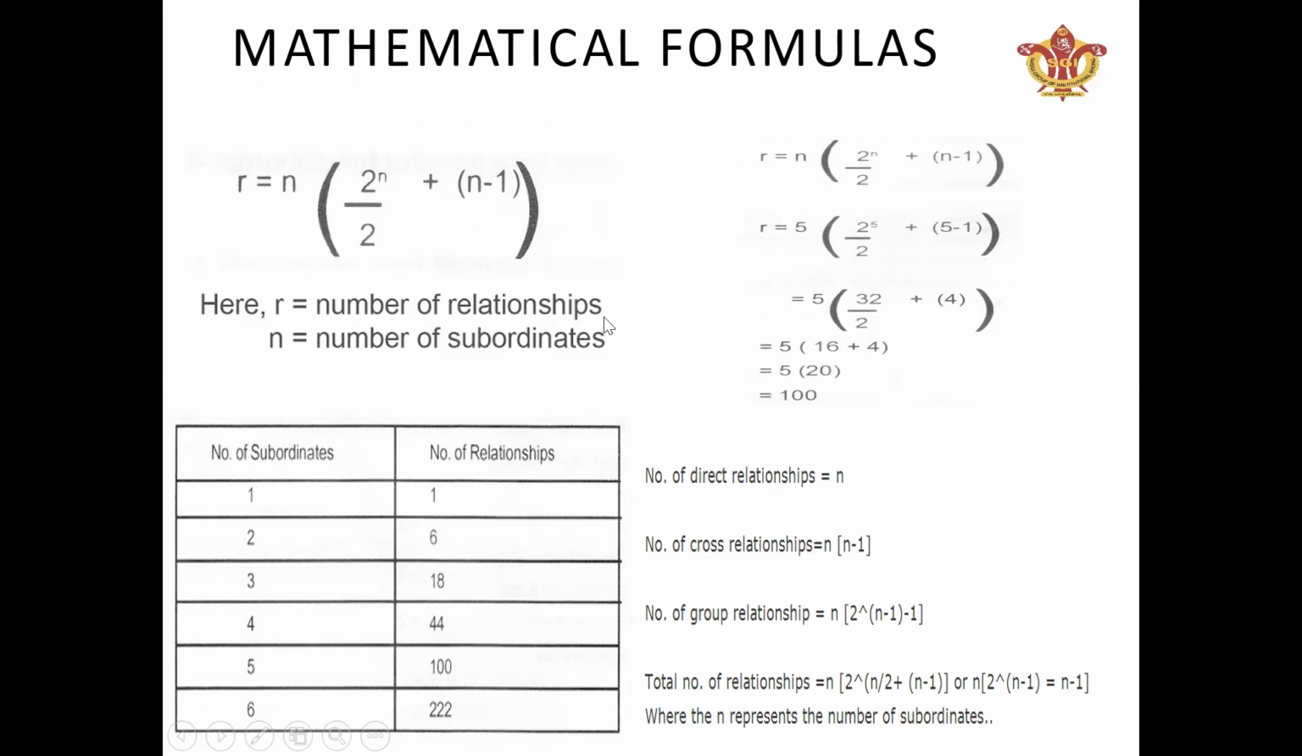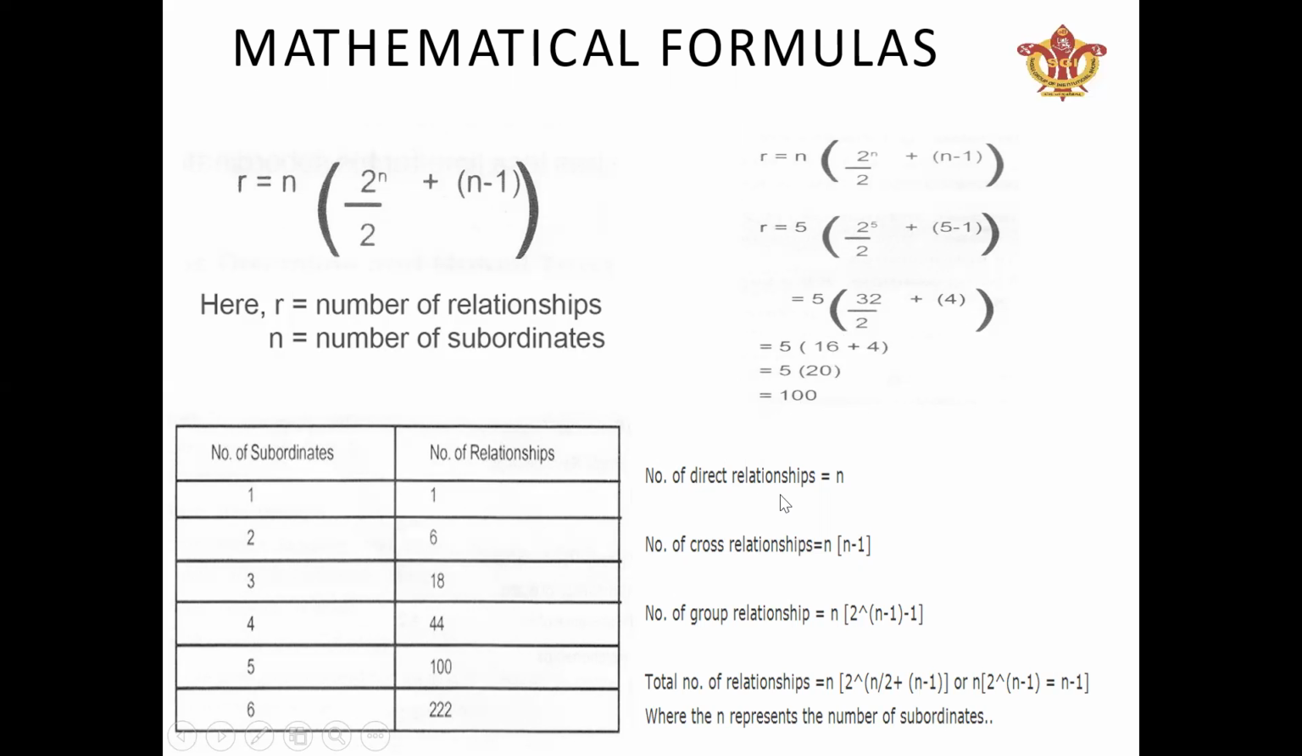With this formula, we can find out how many relationships exist in an organization, where N is the number of subordinates. Now let's take an example. Suppose there are 5 subordinates. In place of N, we have to put 5: 5 times (2 raised to the power 5 divided by 2, plus 5 minus 1). The value of R comes out to 100. It means if the number of subordinates is 5, there are a total of 100 relationships in an organization. It means the superior has 100 relationships with the subordinates.